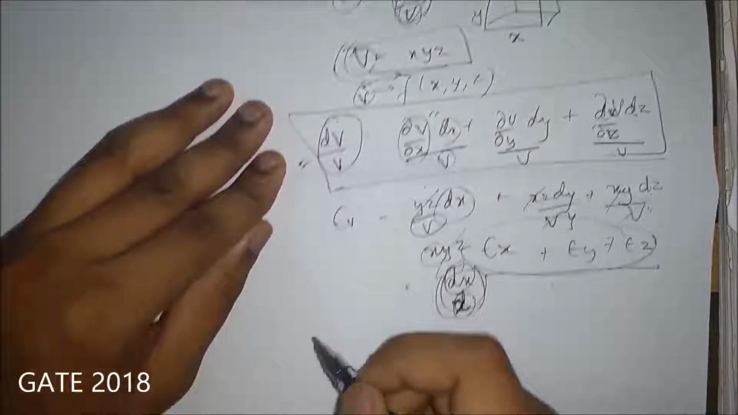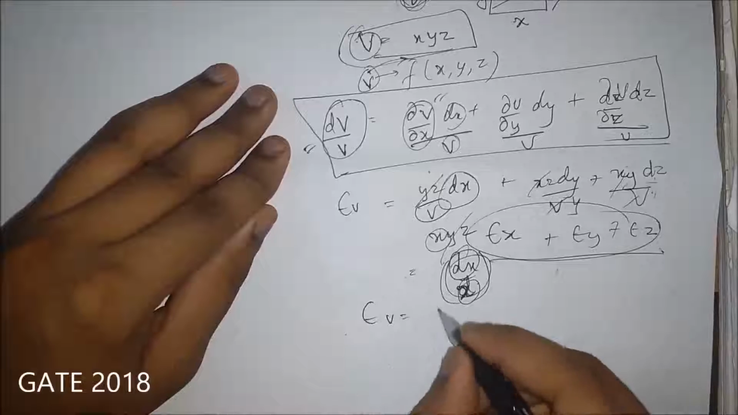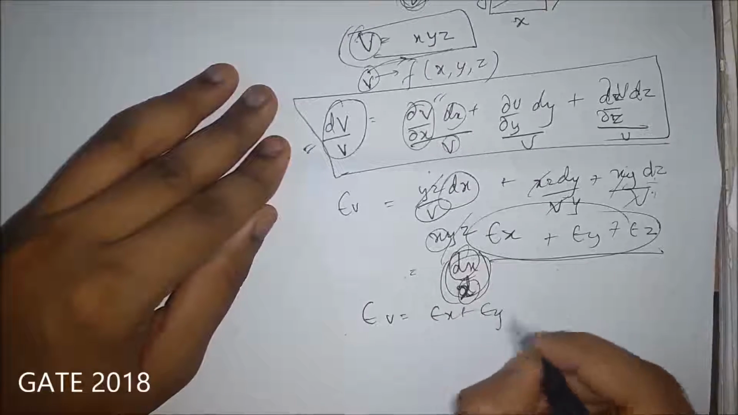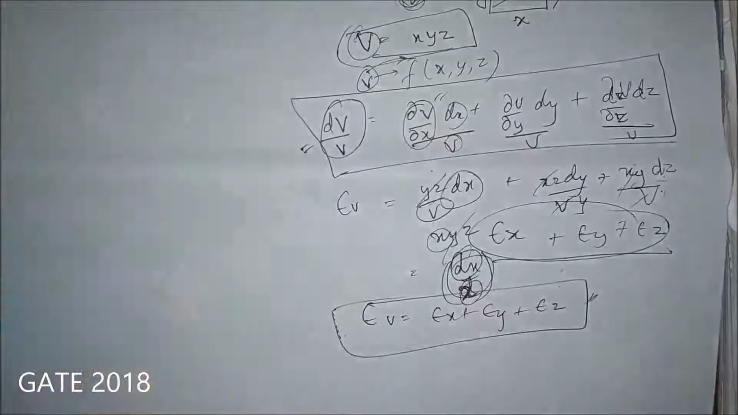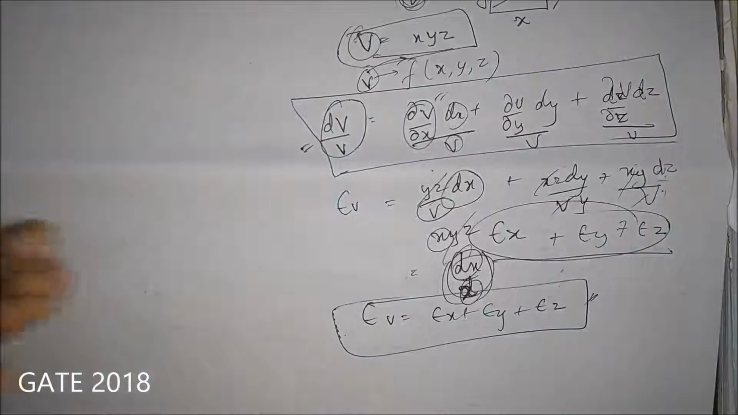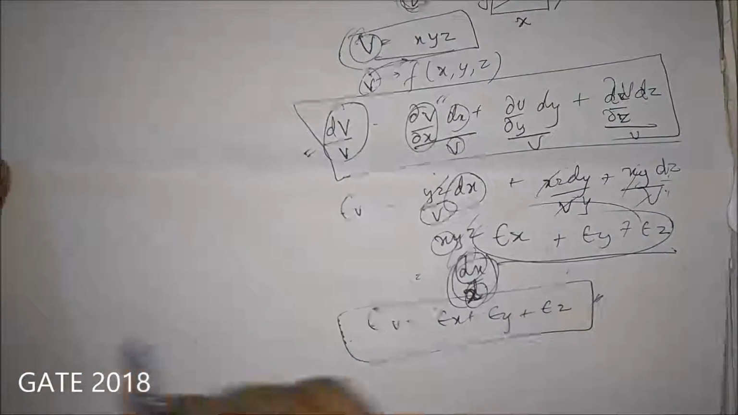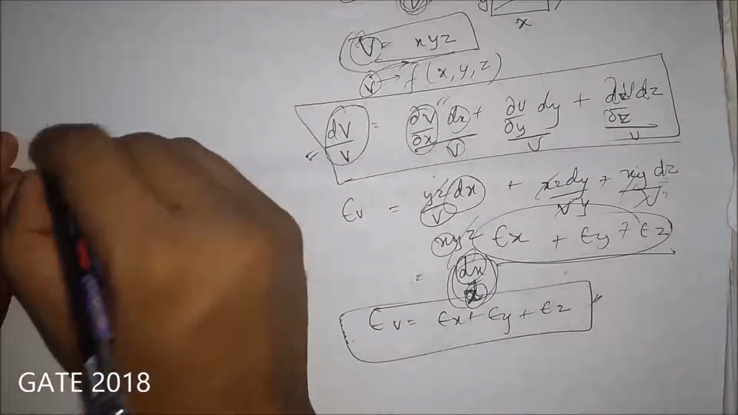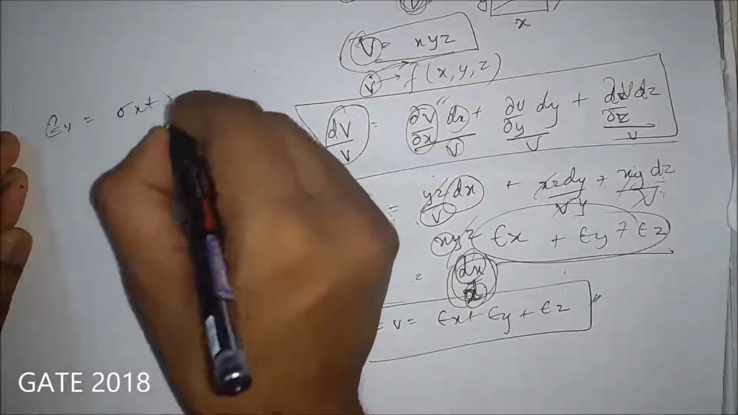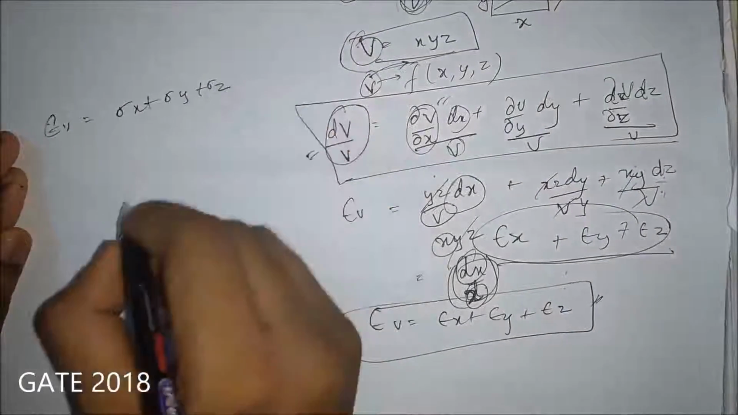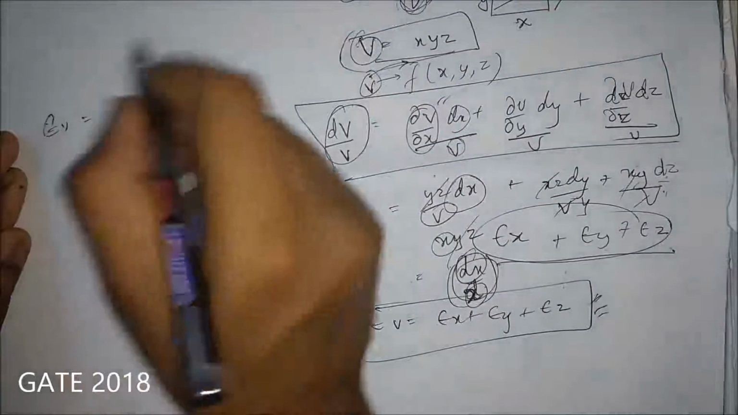Got it? So volumetric strain can also be written as the sum of the individual strains in all the three directions. Got it? Now one more way we can write using Hooke's law also. Epsilon V is nothing but, these are important formulas, please remember them.